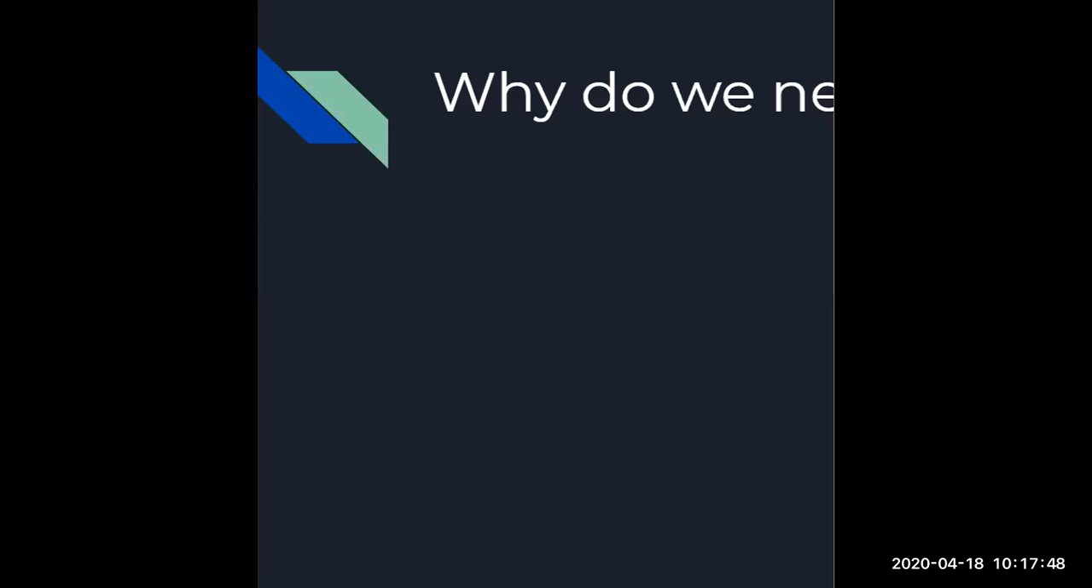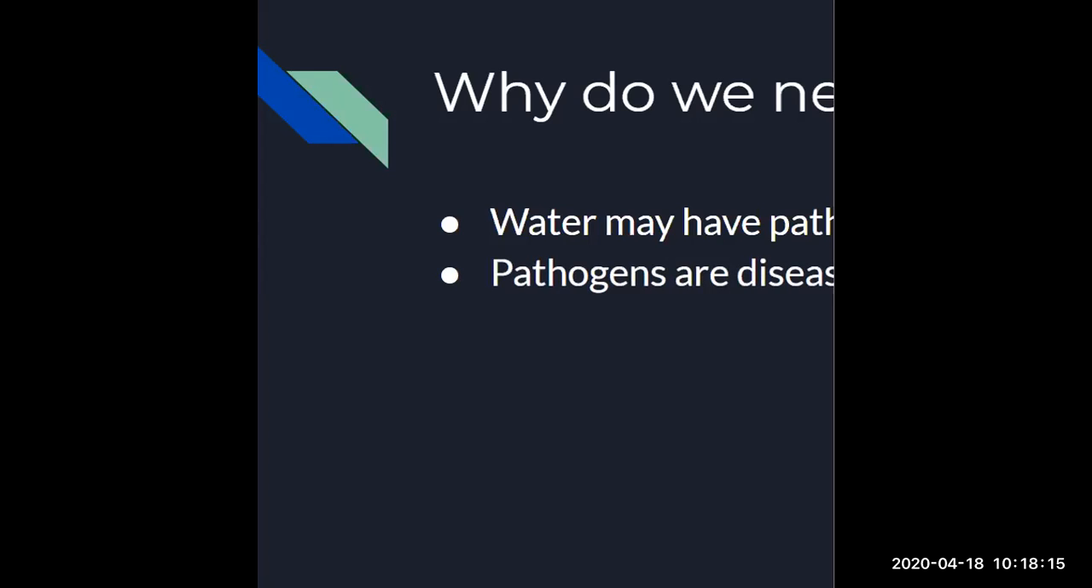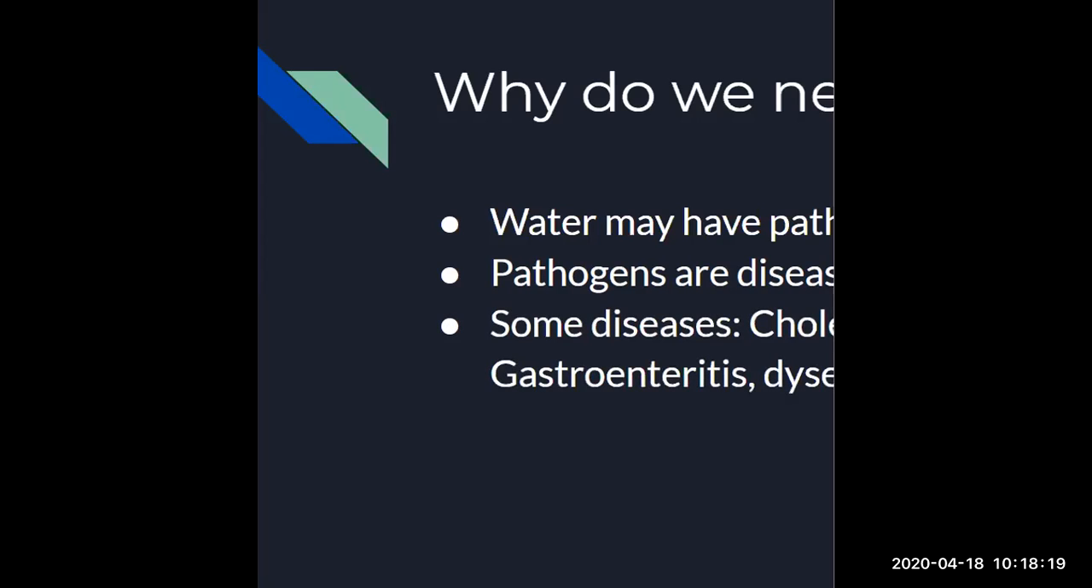Okay, when we speak about disinfection, this is one of the first things that should come to mind. Why do we need to do this? The water that we collect, the raw water, especially surface water, has something we call pathogens. And pathogens are basically disease-causing organisms. We have different types, and they cause some of the diseases posted here: cholera, which most of you may have heard of, cryptosporidiosis, gastroenteritis, dysentery, and giardiasis. All of these are examples of diseases caused by pathogens. COVID-19 is a disease caused by the coronavirus, and the coronavirus is a pathogen as well. It's a virus.